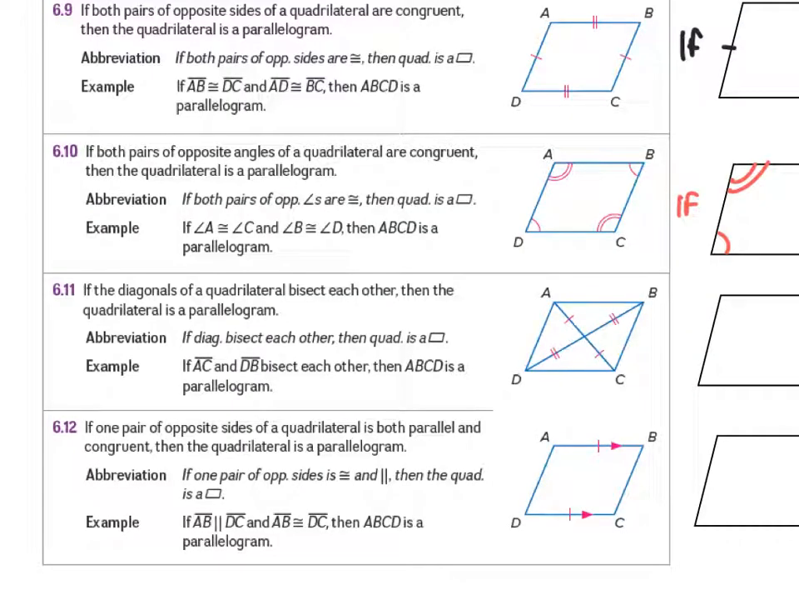Theorem 6.11. If the diagonals of a quadrilateral bisect each other, then the quadrilateral is a parallelogram. So here segment AC is a diagonal, segment DB is a diagonal. I see that AC is being cut in half by segment DB. I see that DB is being cut in half by segment AC. So therefore the diagonals bisect each other. So now I could say that this quadrilateral ABCD is more specifically a parallelogram.